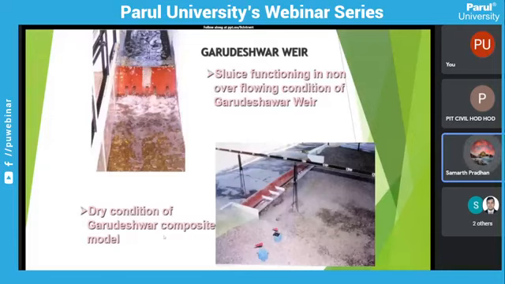So that is 3D also, you can say. This is the 3D structure of Garudeshwar Weir, and this is a 2-dimensional structure, where only some portion of the structure is studied. Here see, the length of the structure is this much. Out of this, only some part, these 2 parts, are studied over here.